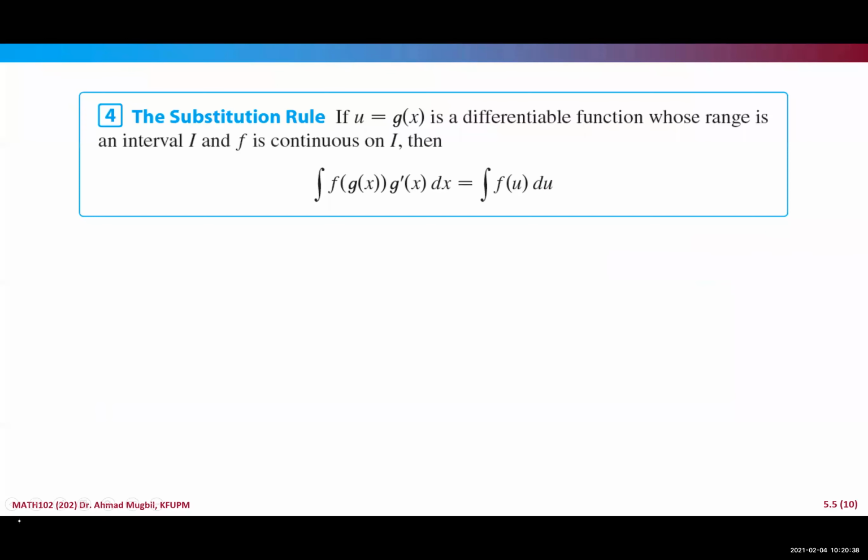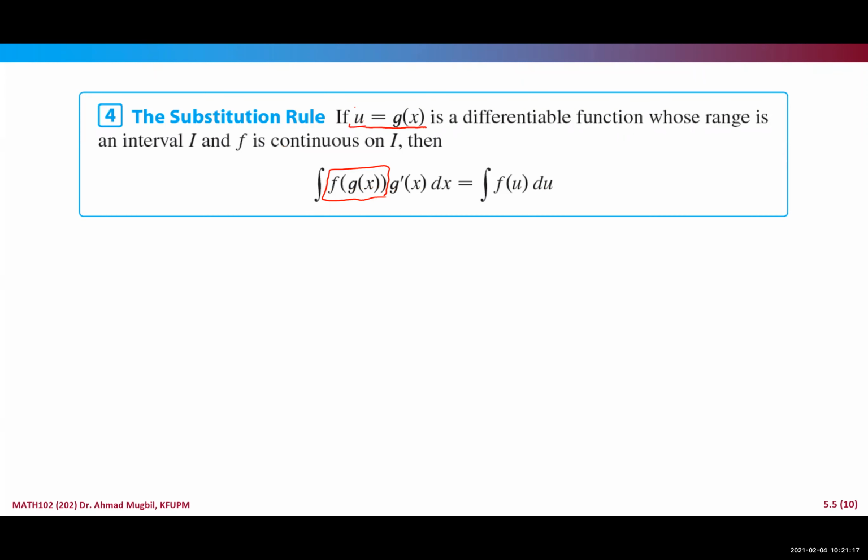I think it will be much easier to have it with examples. So this is now the substitution rule. Let's read it together. If u equals g of x is a differentiable function whose range is an interval, and f is a continuous function on the same interval. Usually it is the domain of that function, or the interval that we're integrating on if we have a definite integral. Then the integral of f of g, multiplied by the derivative of the inner function, is equal to the integral of f of u du.